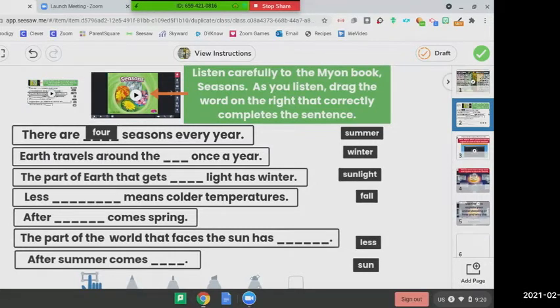Okay. So you in your small group breakout room are going to read each of these 7 sentences, and you are going to place a word in the blank. Okay. That's what you're getting ready to do in your breakout.